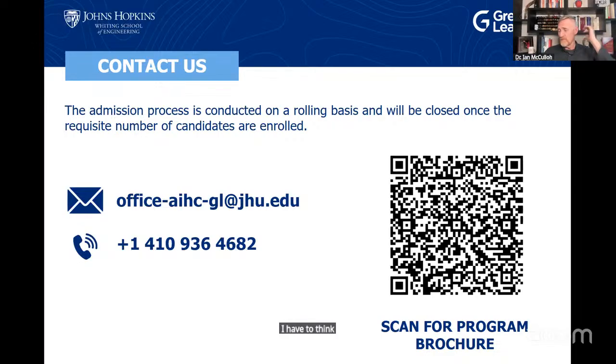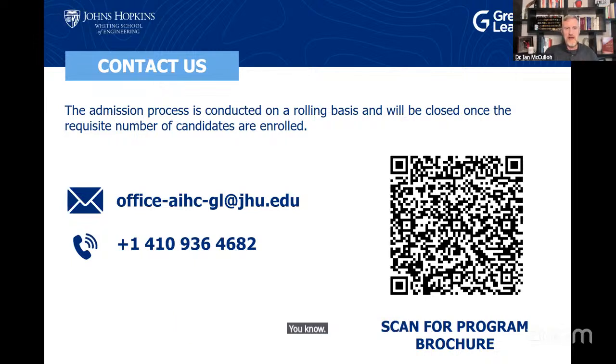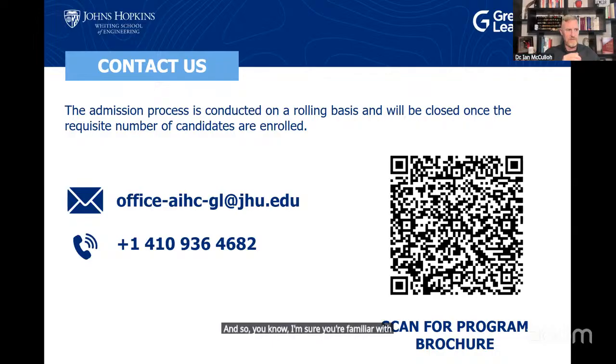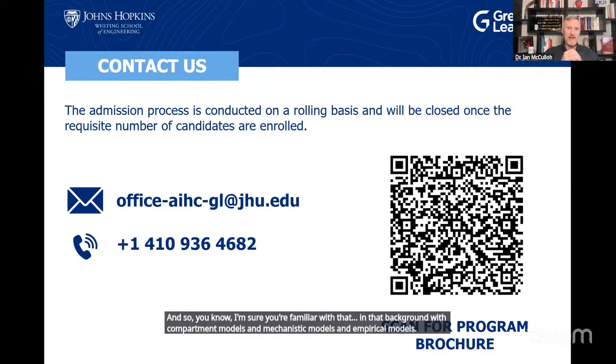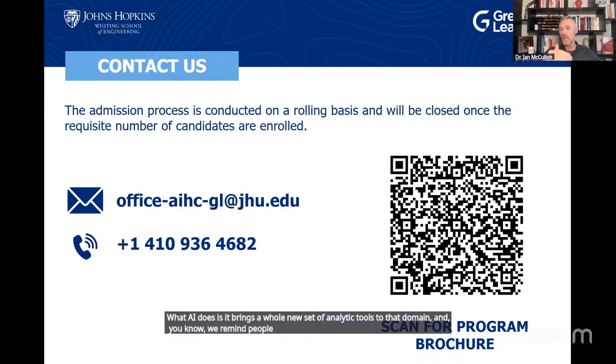I have to think public health, for sure. Both Dan and I have a background in public health. Bottom line, when you're dealing with public health, you're dealing with something like epidemiology: how do populations, not individuals, develop disease, and how do we design interventions that are effective? I'm sure you're familiar with that background, with compartment models, mechanistic models and empirical models. What AI does is bring a whole new set of analytic tools to that domain. We remind people about the core basics of public health and epidemiology, the value of a mechanistic model, and how AI can be integrated into that.